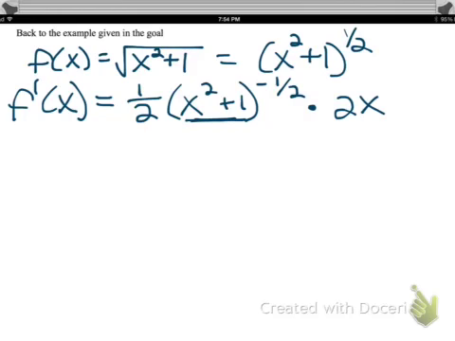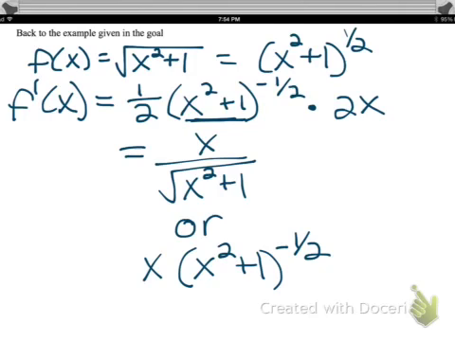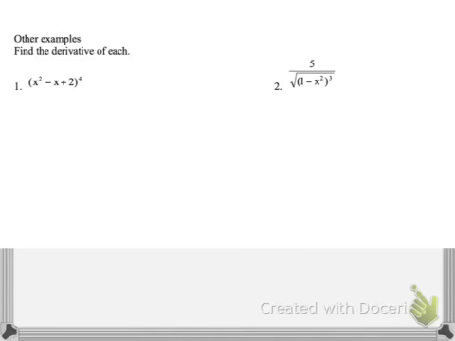And then I could simplify this. The 2's would cancel, so this would be equal to x over the square root of x squared plus 1, or x times x squared plus 1 to the negative 1/2. So the derivative of the outside times the derivative of the inside is really what we're doing. Now, next couple examples.